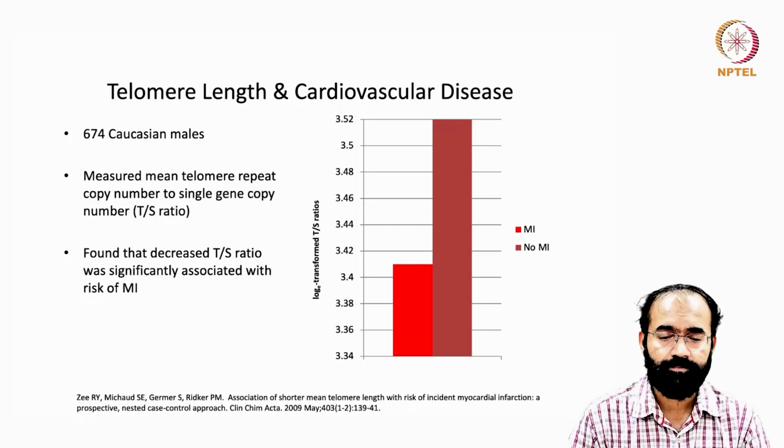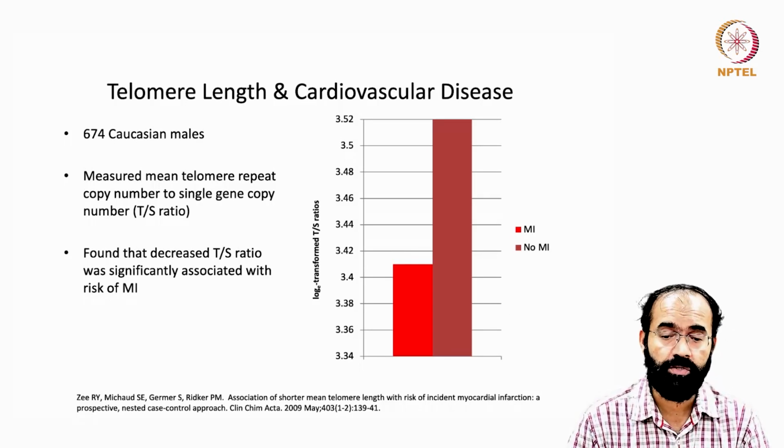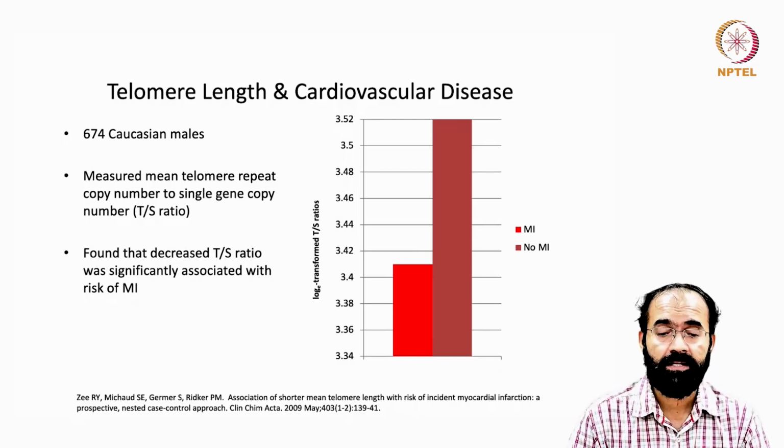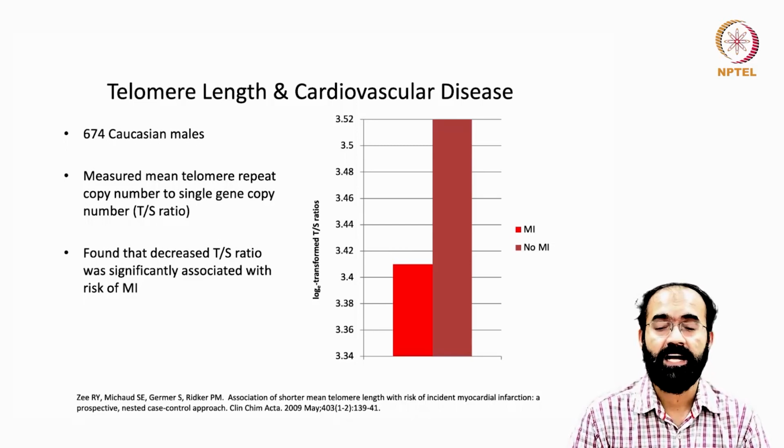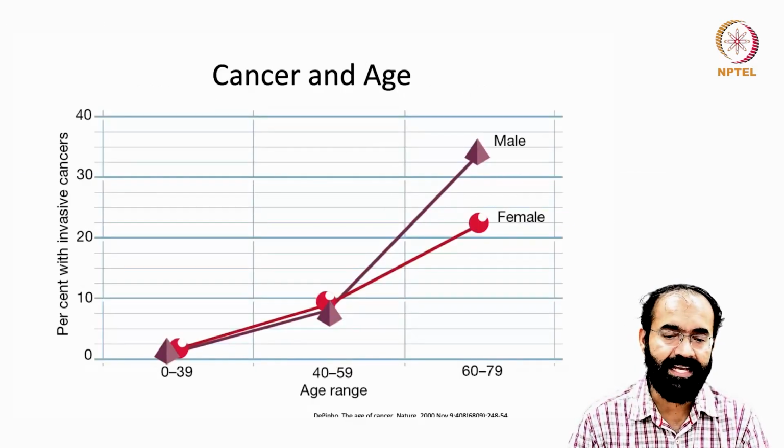You can see that this is represented in terms of log value, like TS ratio in the y-axis. You can see here as the TS ratio is lower, you can get a higher chance of myocardial infarction, and if the TS ratio is larger, then it can decrease the chance of having myocardial infarction. And this is also connected with the age.